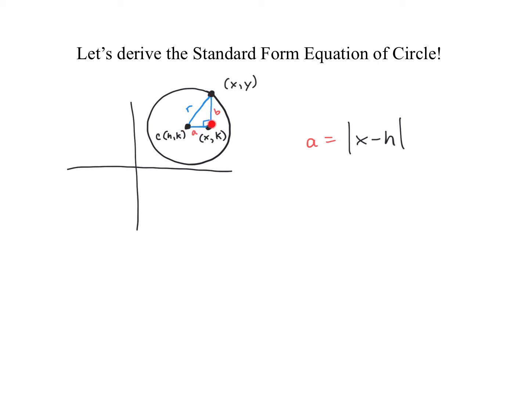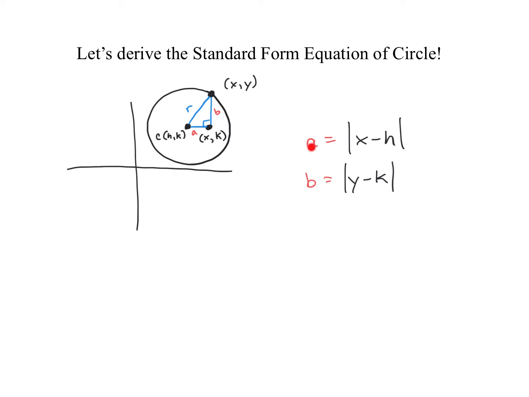And now if we want to find this length, b, well, this length is just going to be the change in y values, so the distance from this y value to this y value. So we can say y minus k. And again, just to ensure that it's positive, because we don't really know what y is, y can be any point on your circle, we'll put absolute values around it.